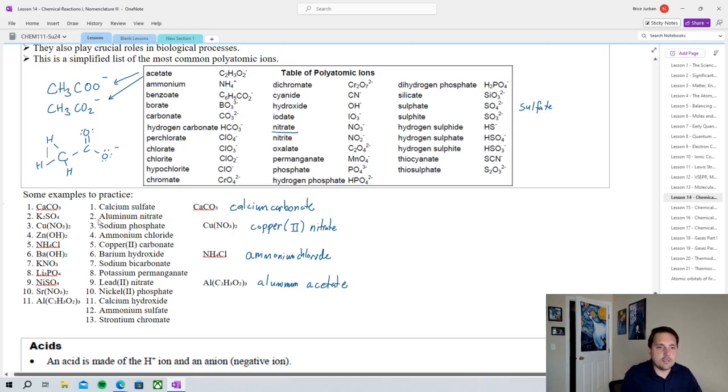All right, how about the reverse way? So let's say we have sodium phosphate. So if I want to go the opposite direction, so here I have sodium, that's Na plus, and phosphate, we go and look that up in the polyatomic table. We see it. It's right here. It's PO4 3 minus.